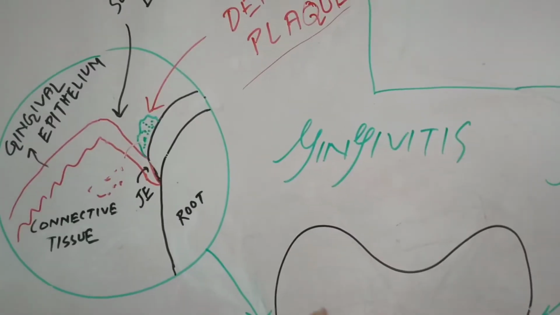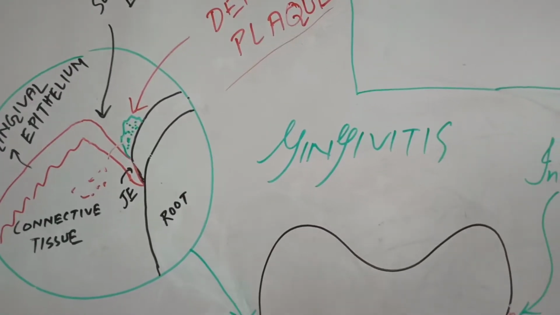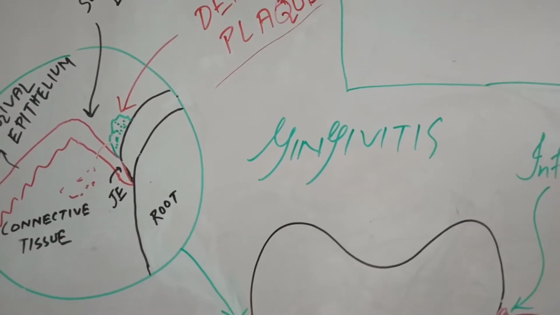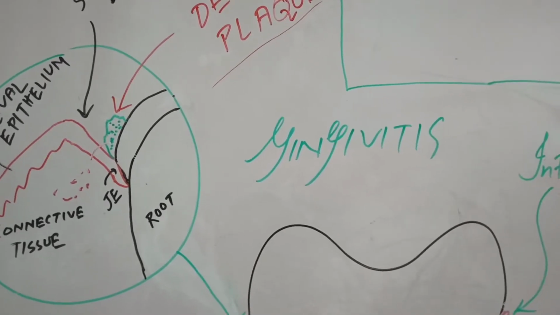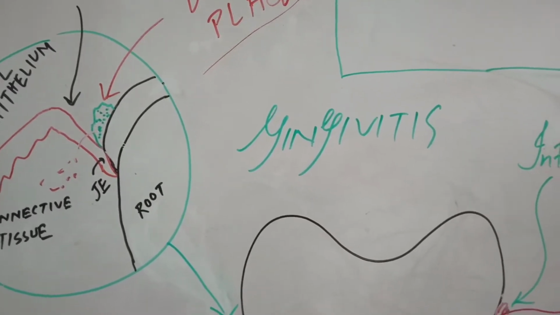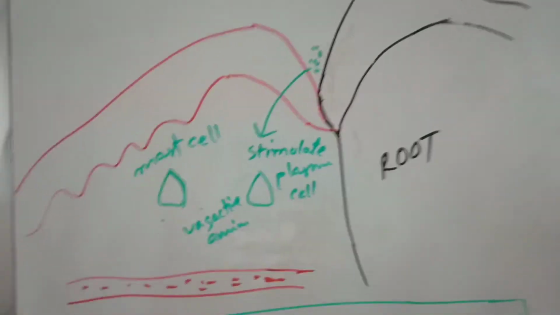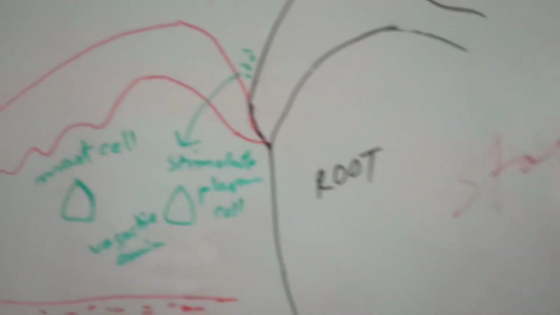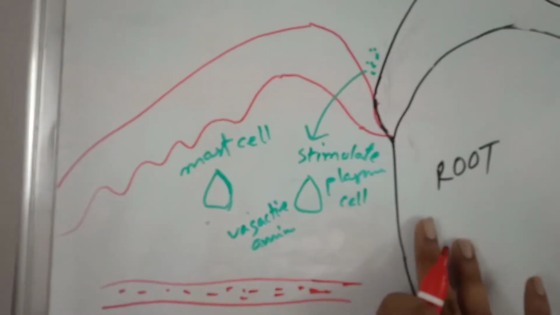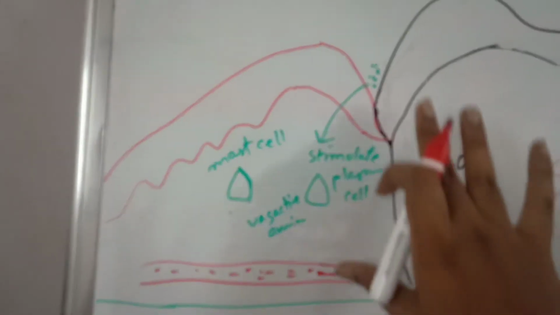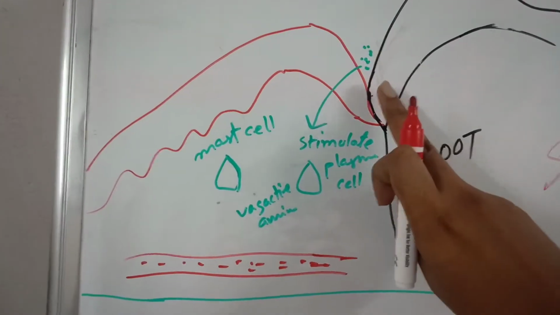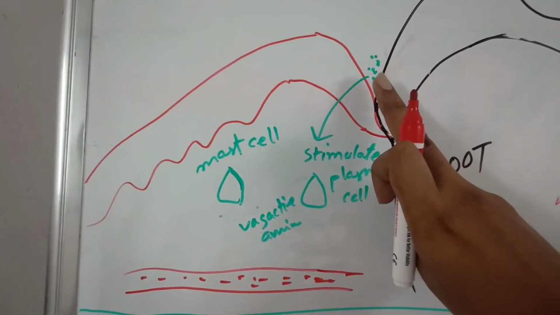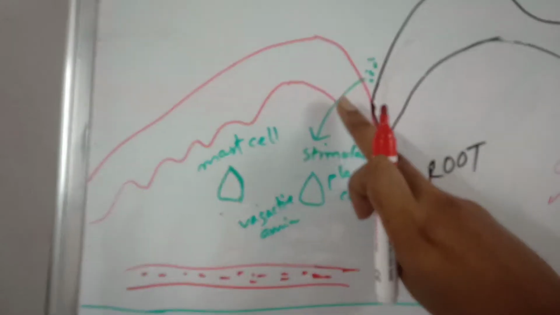According to the severity, mild, moderate, or severe, we can classify gingivitis into 3 stages. Stage 1, 2, 3. We'll discuss in detail. First, we'll discuss stage 1. What happens in stage 1? The irritants or dental plaque will stimulate.